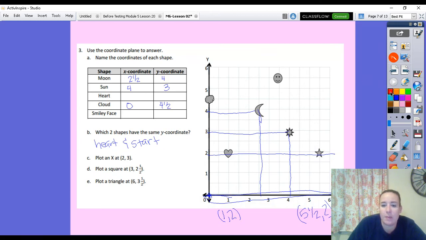Then we're going to go ahead and we're going to be plotting points. It wants us to plot an x at 2, 3. So we start at that origin, go over to their house 2, up to their bedroom 3, and I would put an X right there. Then they want us to plot a square at 3, 2.5. So again, start at that origin, go over to their house 3, up to their bedroom 2.5, and then we're going to put a square right on that spot there. Hopefully your square has better right angles than mine did. And then you're just going to continue doing that.